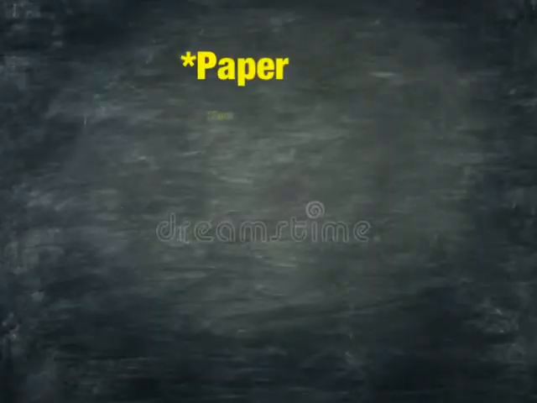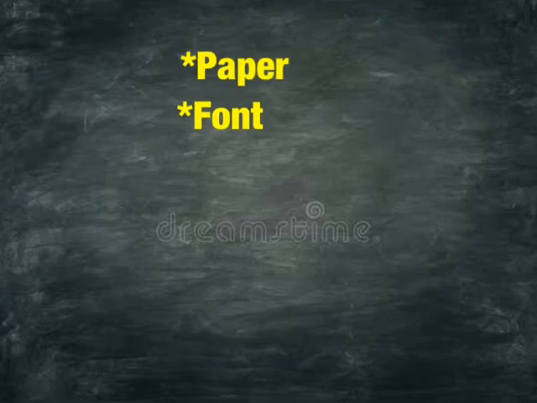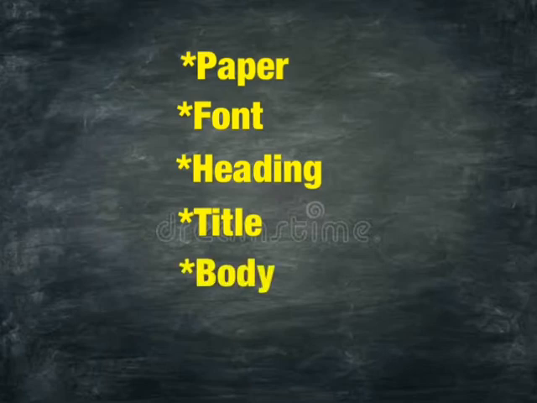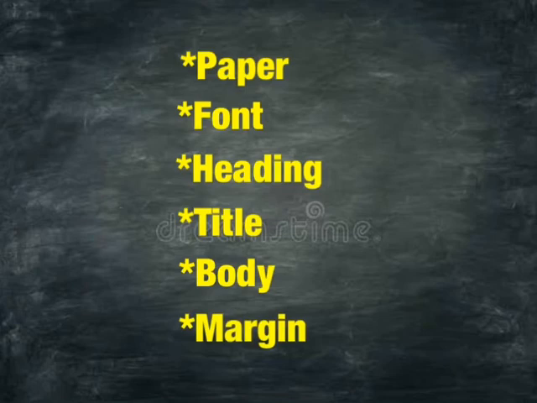The second one is font. Font is actually for computer. If you do this by handwriting, use your own handwriting. The third one is heading. The fourth one is title. The fifth one is body, and the sixth one is margins.